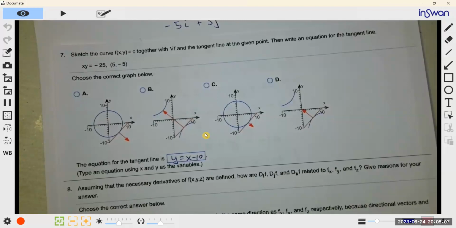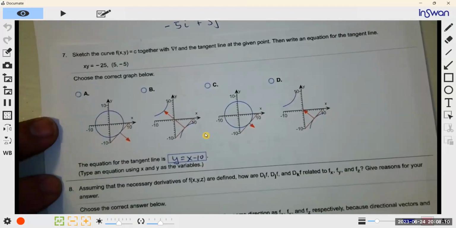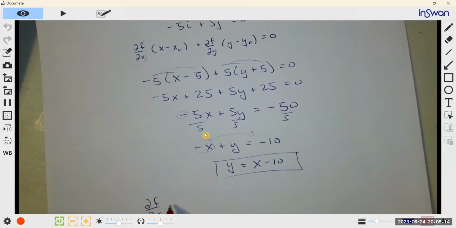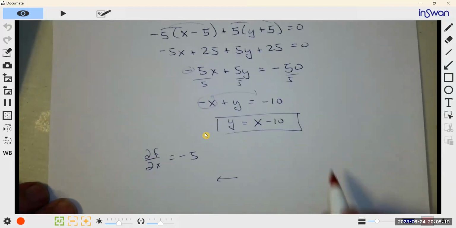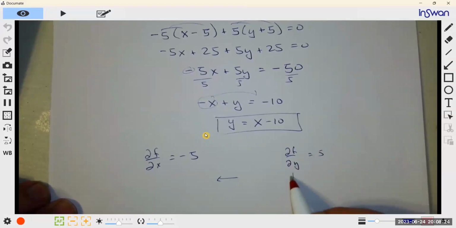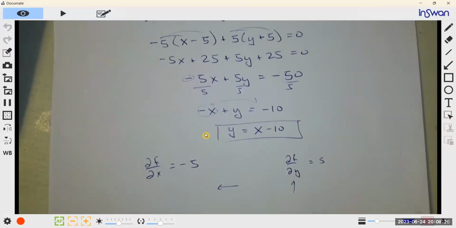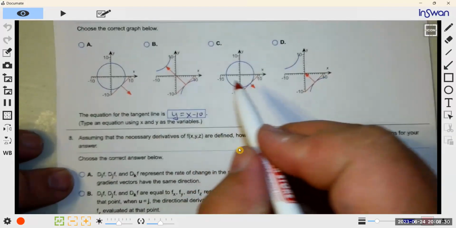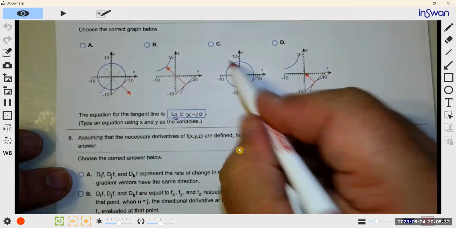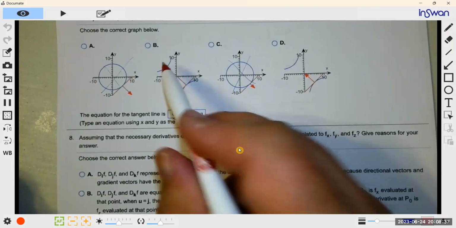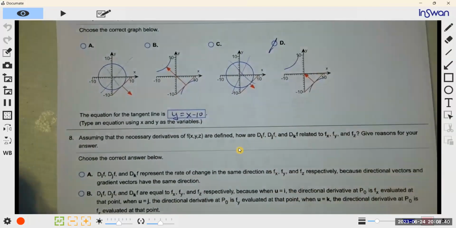Now, our partials, remember the partial of f partial of x was negative 5. So our graph goes backwards. Partial of f partial of y is 5. So it goes up an equal amount. That's the wrong direction. That's the wrong direction. So these can't be correct. This one is not equal direction. This goes twice that far. So it's got to be D.